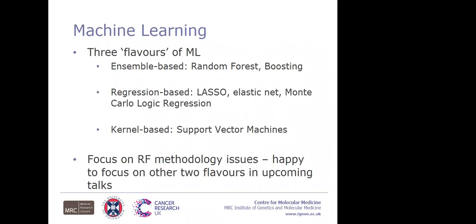So just for those of you who are not familiar with machine learning, there are sort of 3 flavors. There are ensemble-based methods, which are ensembles of base classifiers. In these examples, these are trees, so random forest and boosting. There are regression-embedded methods, such as the lasso, the elastic net, Monte Carlo logic regression, and then there are kernel-based methods, such as support vector machines. Now, today I'm going to focus on random forest and similar ensemble-based methods. But I'm happy to focus on the other 2 types in upcoming talks if people have interest.